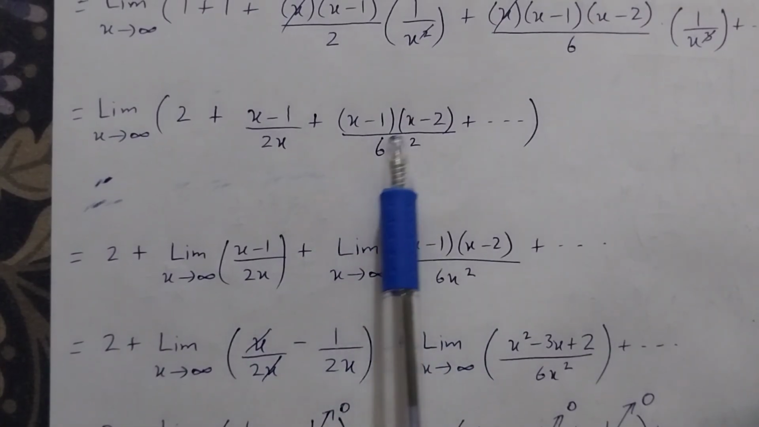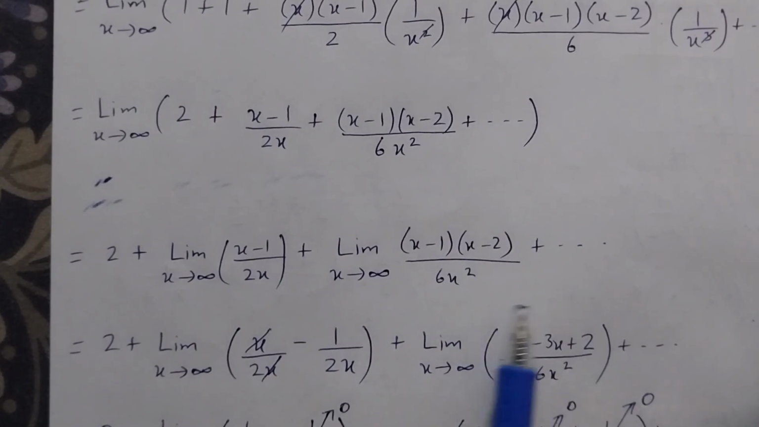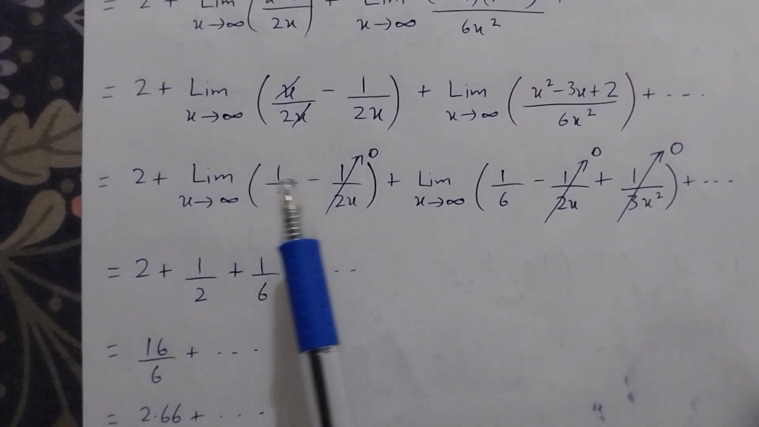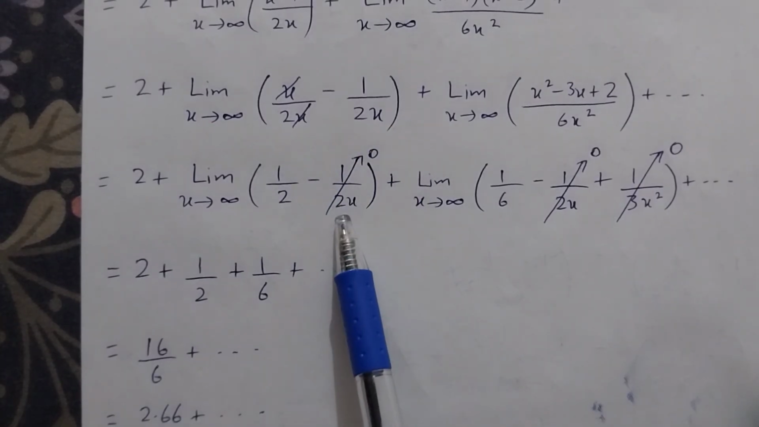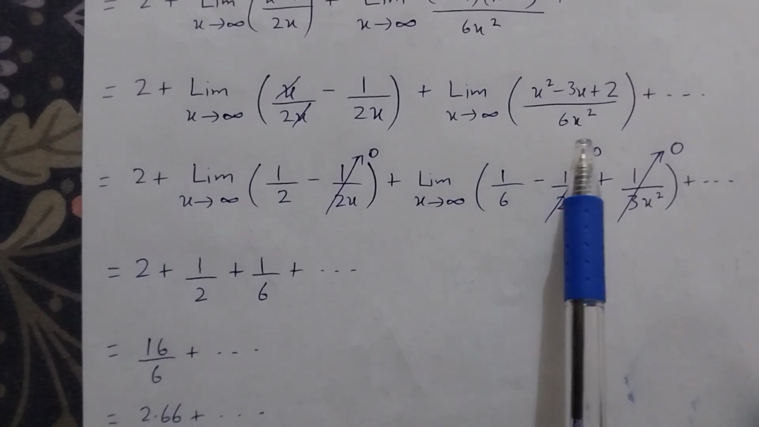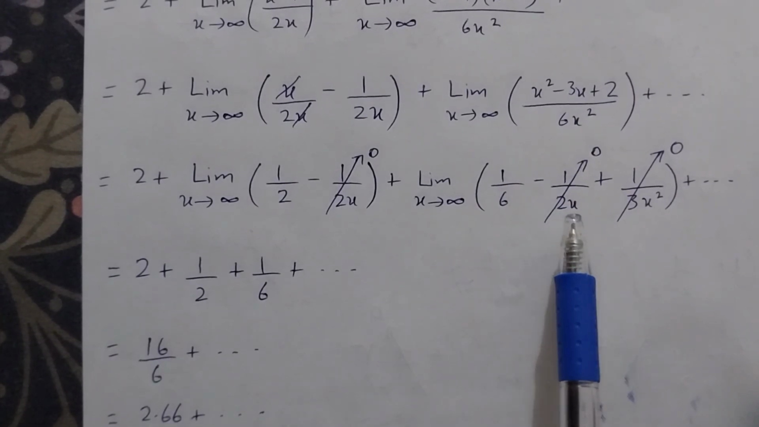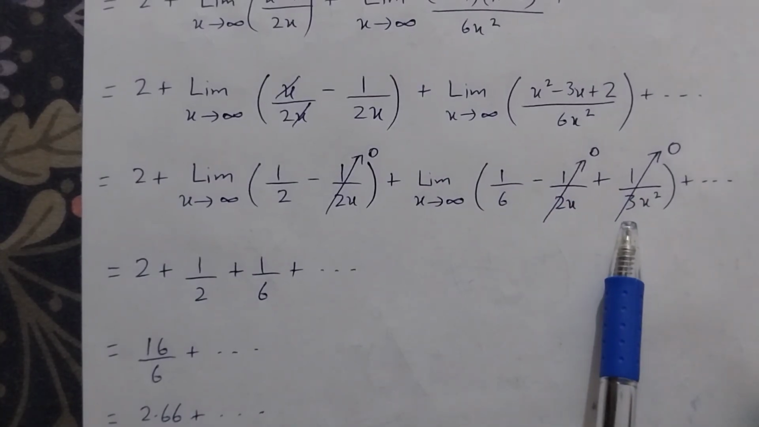Similarly, we can multiply these two factors in the numerator. We get x squared minus 3x plus 2 over 6x squared, and we will do the same thing here. We will distribute this denominator on these terms separately. So we are left with 1 over 2 here, and we are left with 1 over 2x here. When we divide x squared by 6x squared, we are left with 1 by 6. When we divide minus 3x over 6x squared, we are left with minus 1 over 2x. When we divide 2 over 6x squared, we are left with 1 over 3x squared.